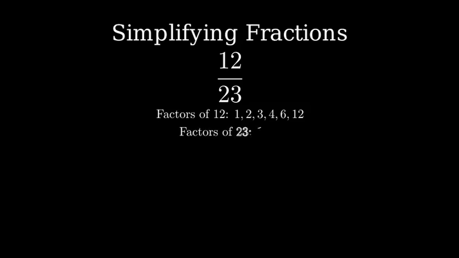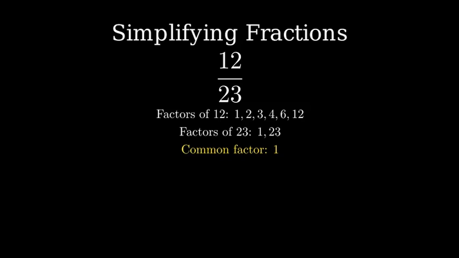Now, for 23, the factors are only 1 and 23 itself. This is because 23 is a prime number. Now, to find the greatest common divisor, we need to look at the common factors between 12 and 23. As we can see, the only common factor between these two numbers is 1.